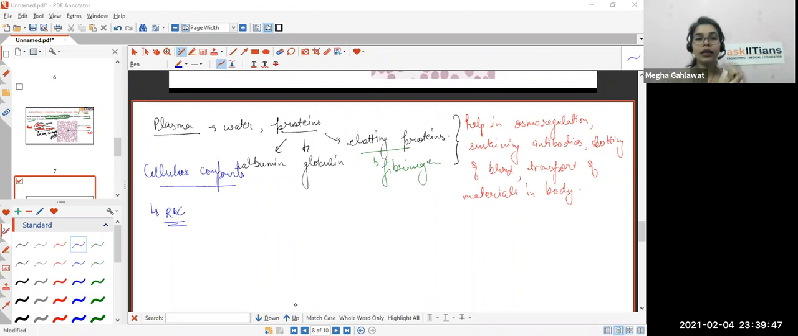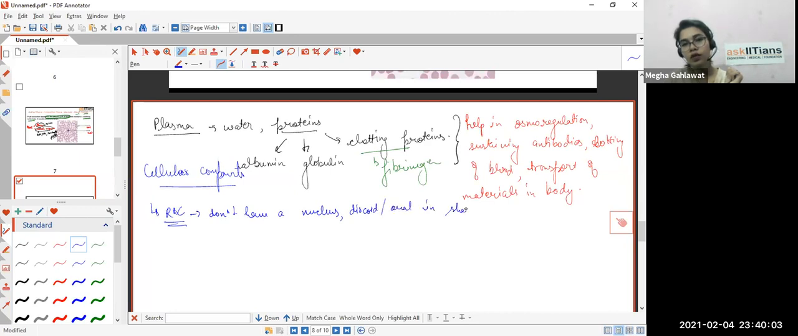They are basically without a nucleus, discoid, oval in shape, and carry oxygen around the body.